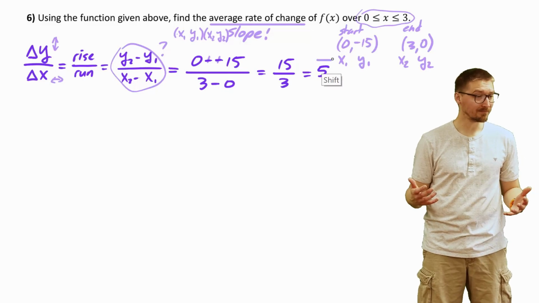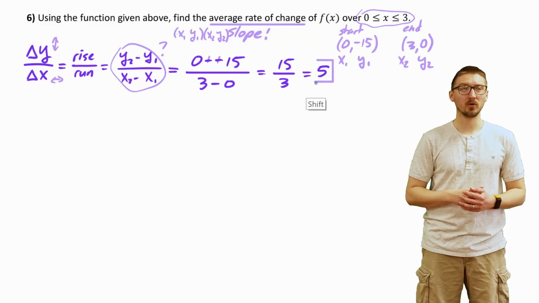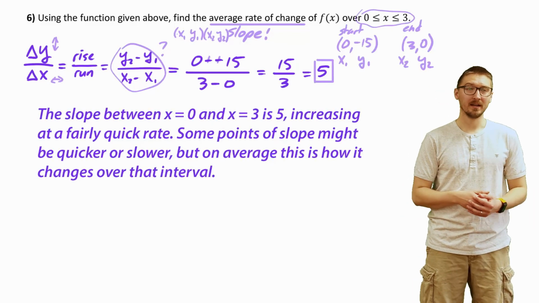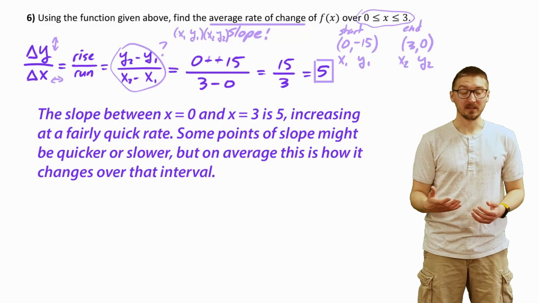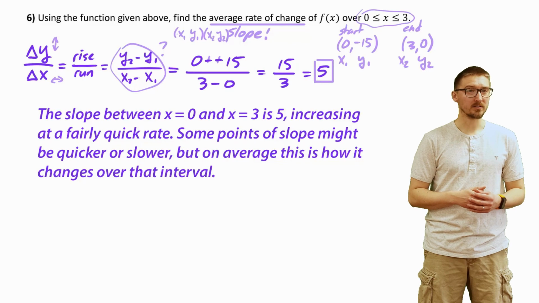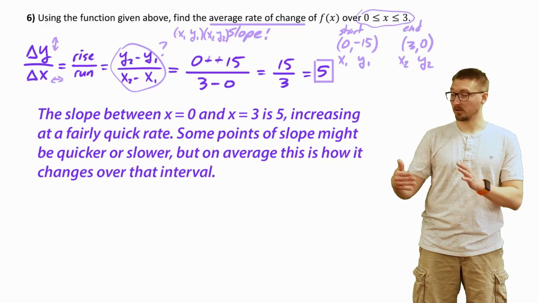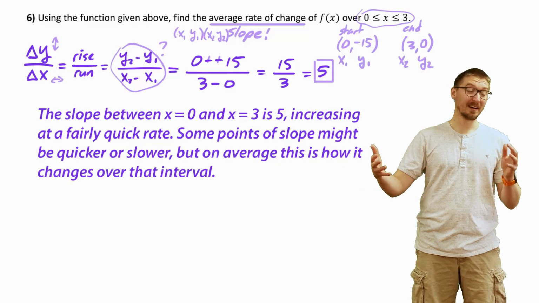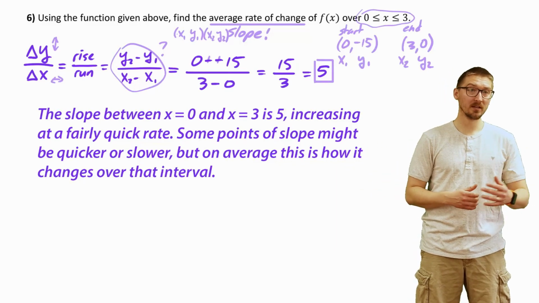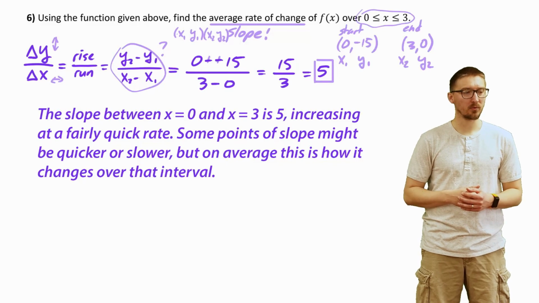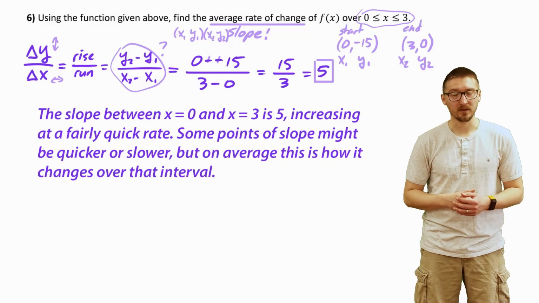Now what does that mean? For us, that means the slope between 0 as your starting point and 3 as your end point is a slope of 5. That's a pretty quick increase, a pretty quick rate. If I tried to look from a different start to a different end, they might not change as fast, or maybe they change faster. But on average, between the start and stop point here, we have a slope of 5 over 1.